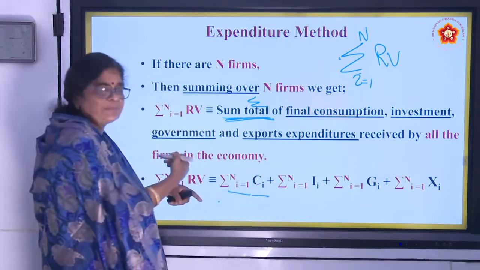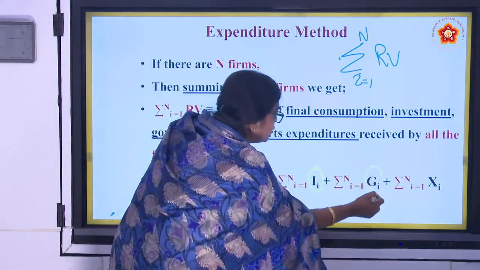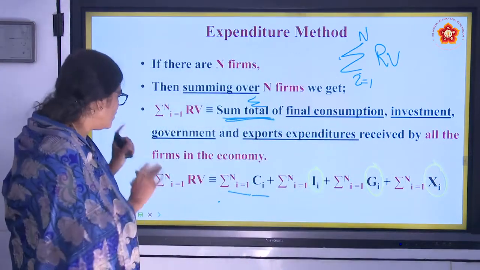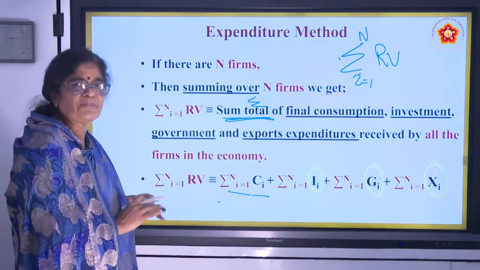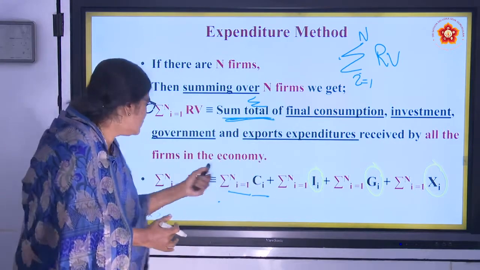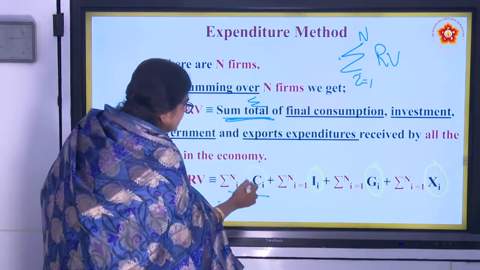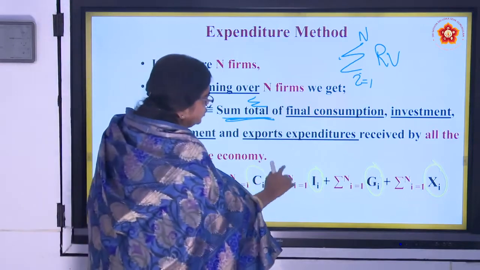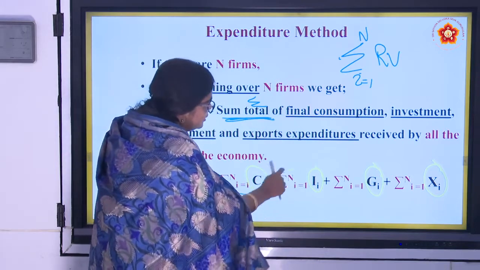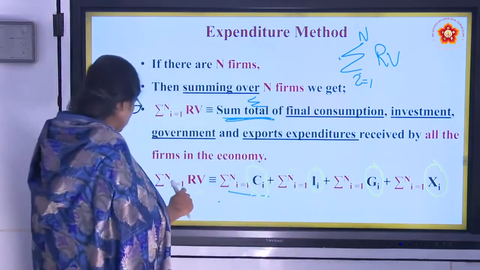Consumption: all the firms' consumption expenditure. i from 1 to N: all the firms' investment expenditure. i from 1 to N: all the firms' government expenditure. i from 1 to N: all the firms' export expenditure, X. Therefore, now we have taken into consideration all the firms in the economy, how much they are spending, and their spending equals the revenue of the firms. All the firms' consumption expenditure is denoted by C i, all the firms, i to N. For example, if N is 500 firms, then the investment expenditure of all 500 firms is denoted like this. I hope you understood.